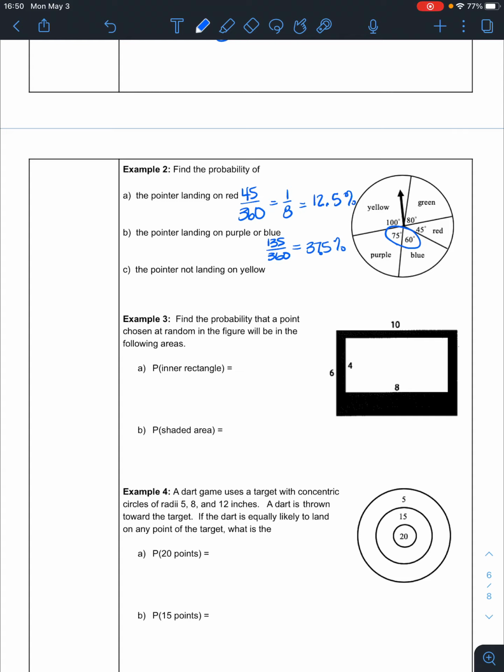How about the probability of not landing on yellow? Well, if I don't land on yellow, then I land anywhere else on green or red or blue or purple. All of those make me happy. That's 260 degrees that makes me happy out of the 360 degrees that exists. So when I divide that, 260 divided by 360 is 72.2% if I convert it to a percent probability.